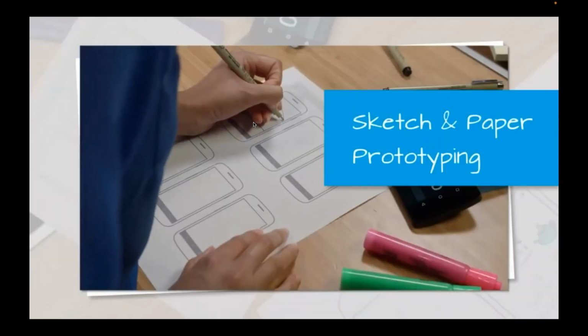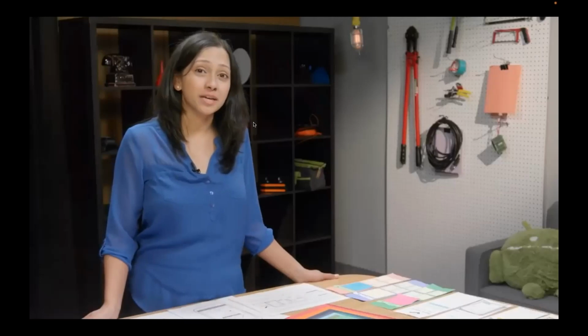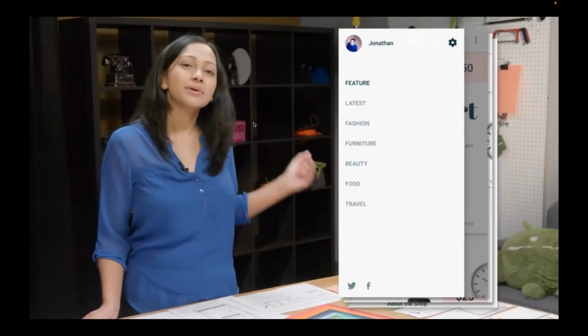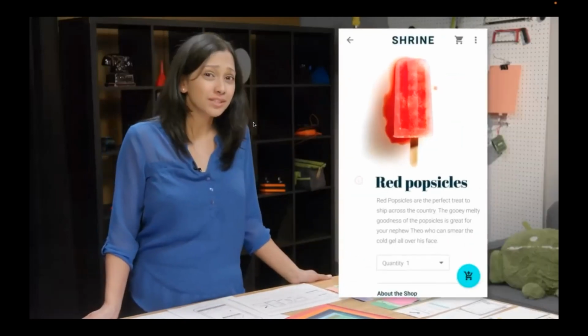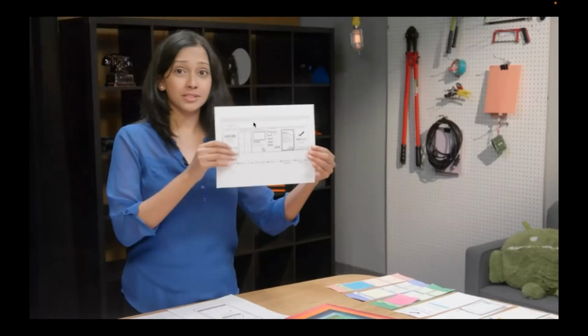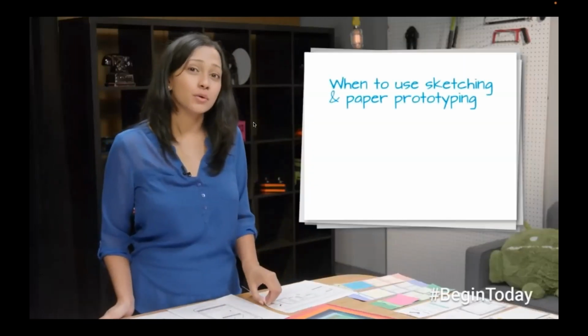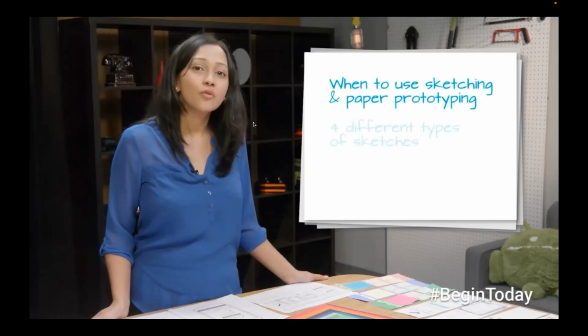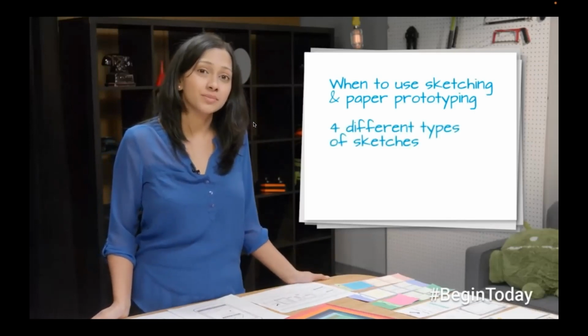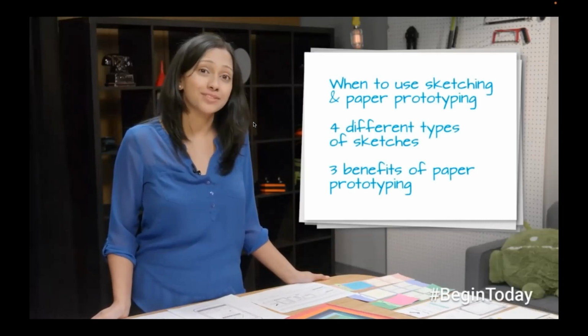I design ad experiences to make them better and simpler to use for products such as Google Search, AdWords, and DoubleClick. And we're here to talk to you about sketching and paper prototyping. I often work in digital prototyping and graphic design tools to create high-fidelity mocks like these. But even at a high-tech company like Google, we generally start the design process with something that looks a lot more like this. By the end of the video, you should feel confident knowing when to use sketching and paper prototyping, 4 types of sketches we commonly use at Google, and 3 primary benefits of paper prototyping.